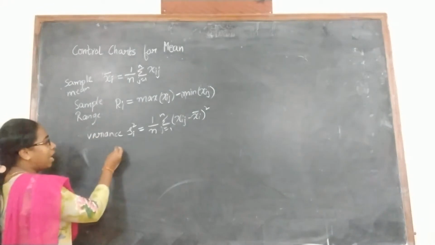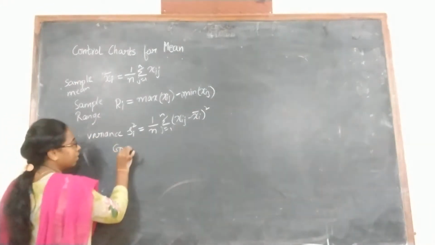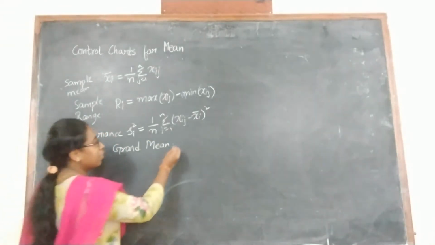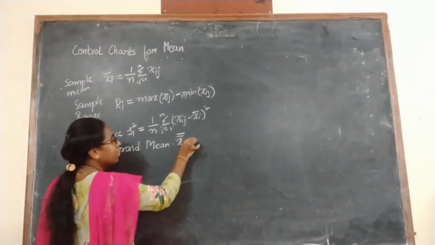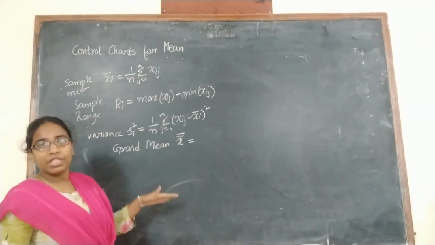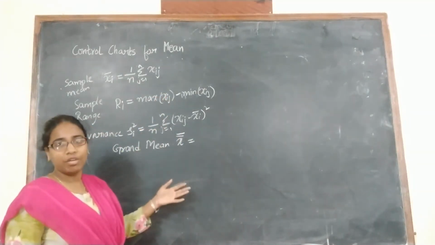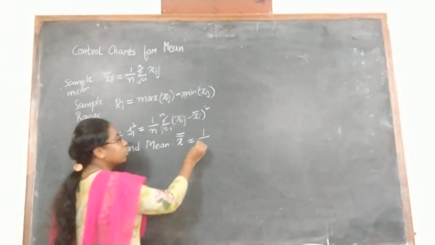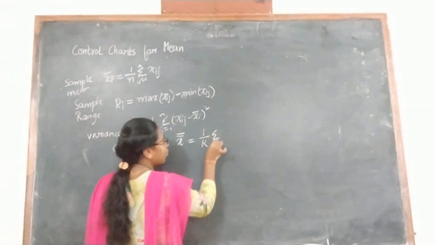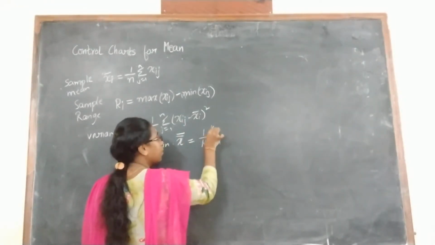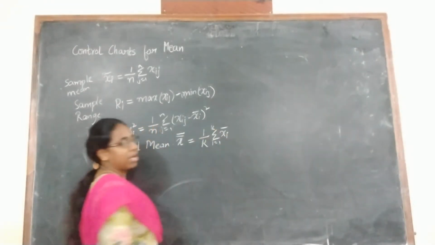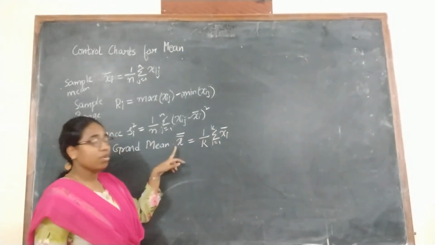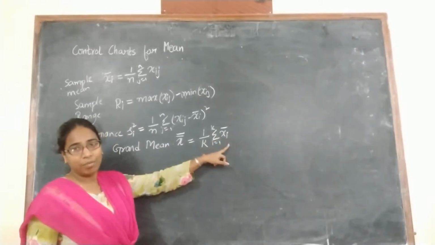After that, you have to calculate the grand mean. The grand mean is denoted with x double bar. That means whatever sample means you got, you need to again find the mean of those values. There are a total of k samples, right? So x double bar equals 1 by k summation i equals 1 to k xi bar. So whatever sample means you have, you need to find the grand mean of all those sample means.